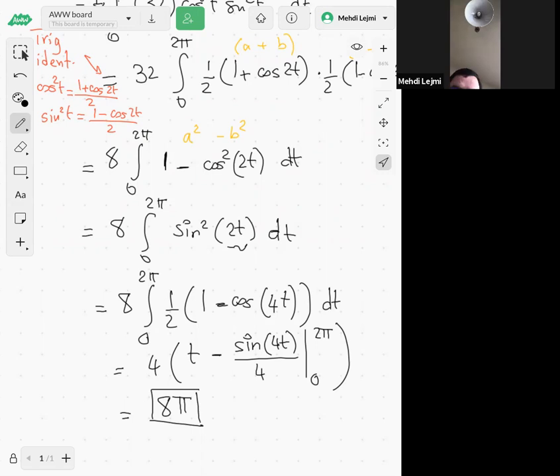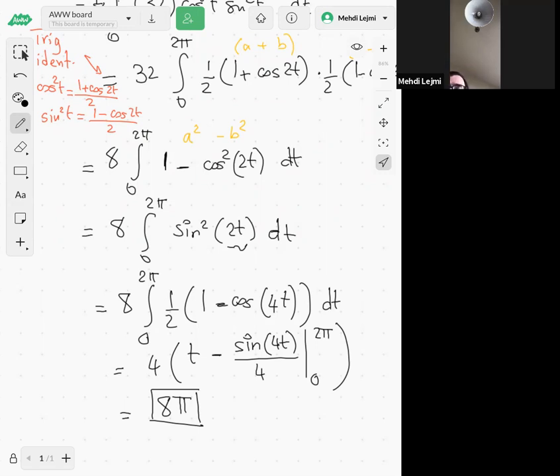Right? When t is 2 pi times 4, that would be 8 pi. So this is the answer for the left side of Green's theorem. Now we have to compare this left side to the right side. The right side is given by a double integral over our region D.